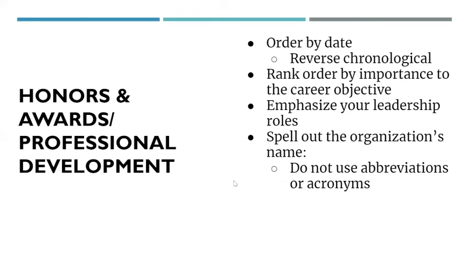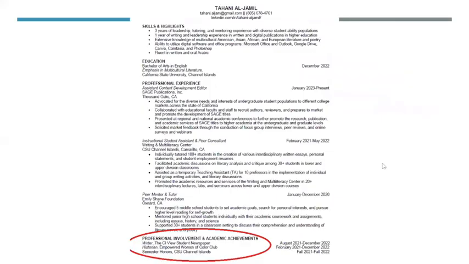Moving right along to honors and awards and professional development. This can go at the bottom of your resume, including anything in reverse chronological order, just like your experience. You want to emphasize your leadership roles. So if you are involved in a club on campus, if you're the treasurer or vice president, these are good things to include on your resume because it shows that you have leadership experience. So here's an example of what everything might look like all together.